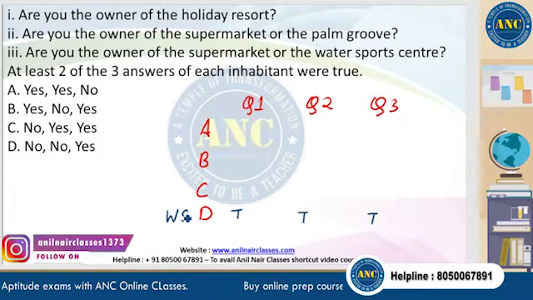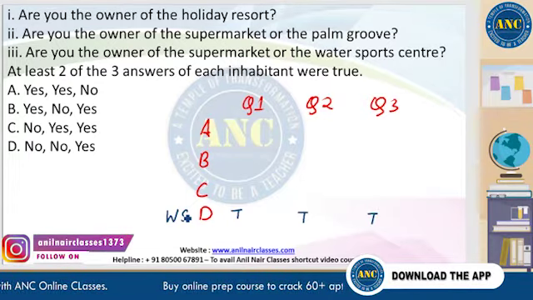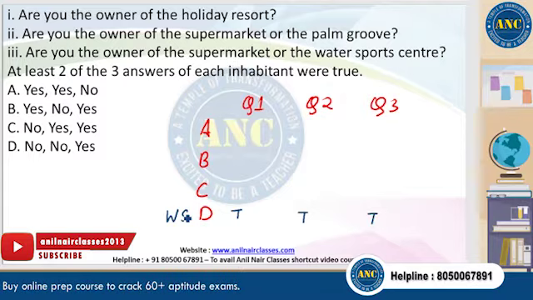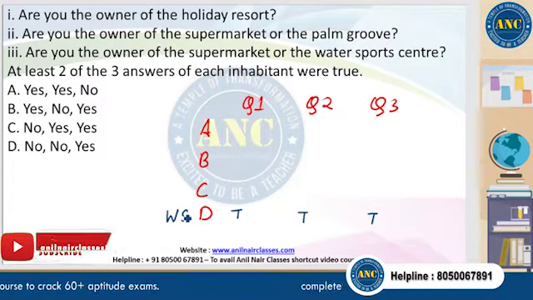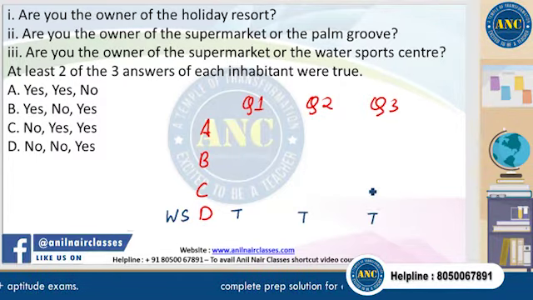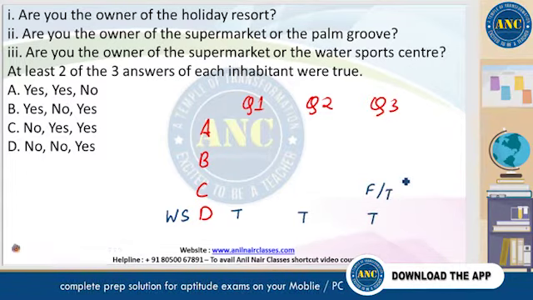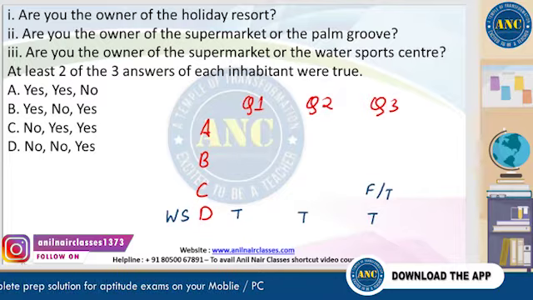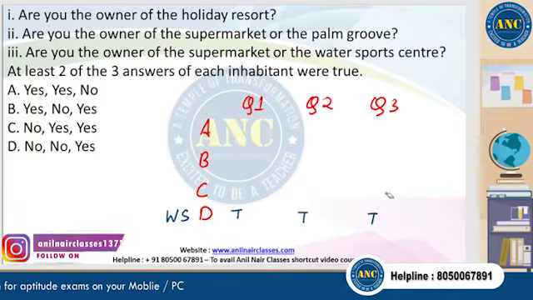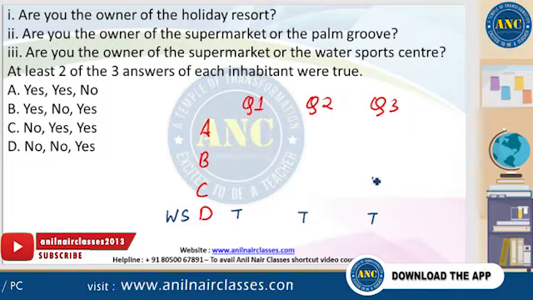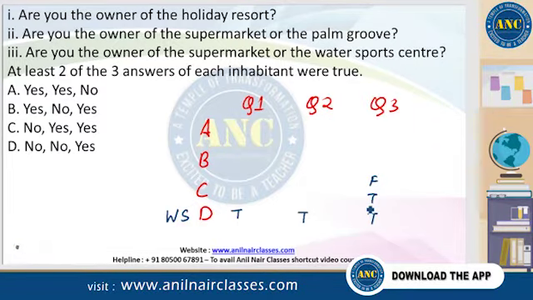Now we know that the water sports center is already taken, right? So we can do some cases, right? We can assume C, this last statement, question 3, should be either false or true. Let's start with the assumption of false, and thereafter we'll go to the assumption of true.